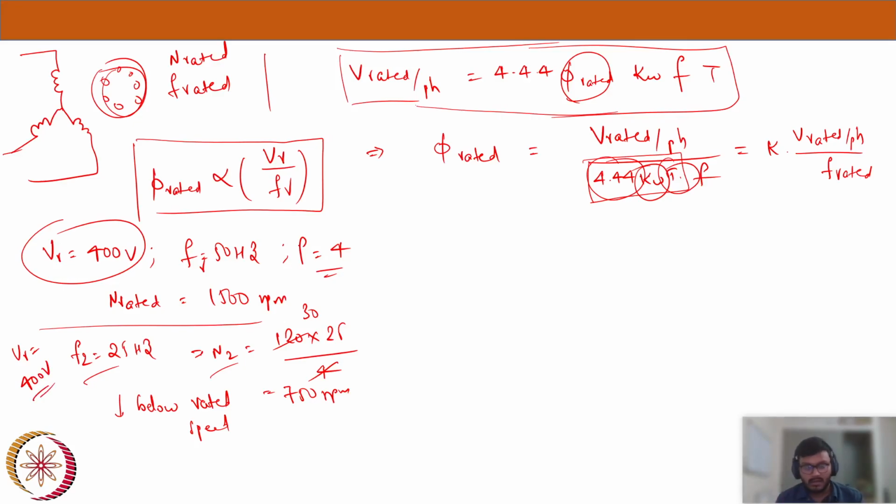I have achieved the 750 RPM. Very nice. I have an inverter which will give different frequencies. I keep on reducing the frequency, I keep on getting different speeds. Now, can anyone tell me what is the problem with it?